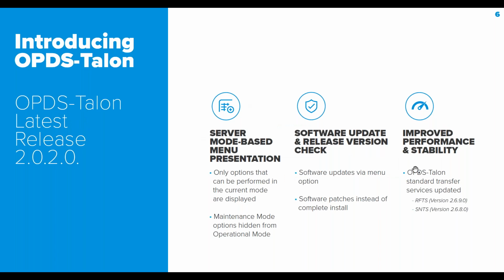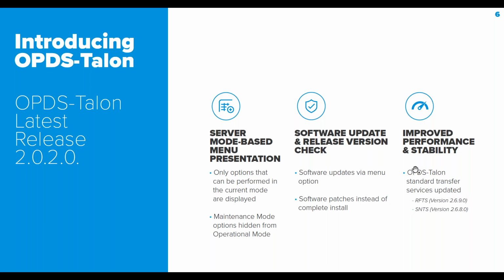So let's try to now summarize everything that we've gone over so far. I just mentioned in the previous slide the server mode-based menu presentation, whether you're in the maintenance mode or in the operation mode. In the beginning, I talked about the software update process and being able to access that and to execute the software updates via the menu option, and the concept of software patches rather than a complete install, which would make the updating process much cleaner and straightforward.